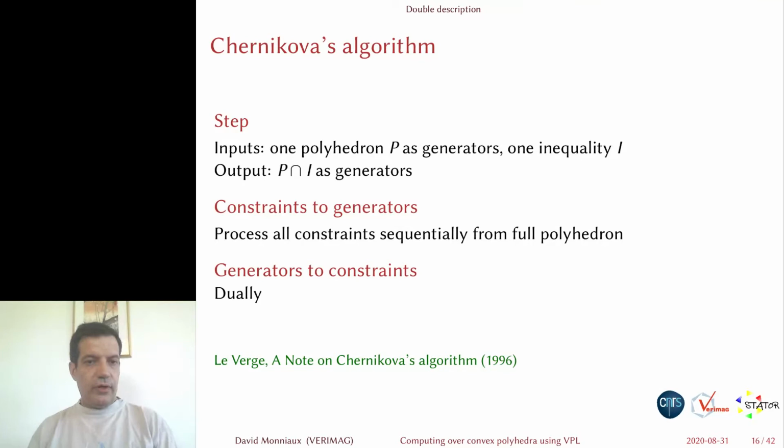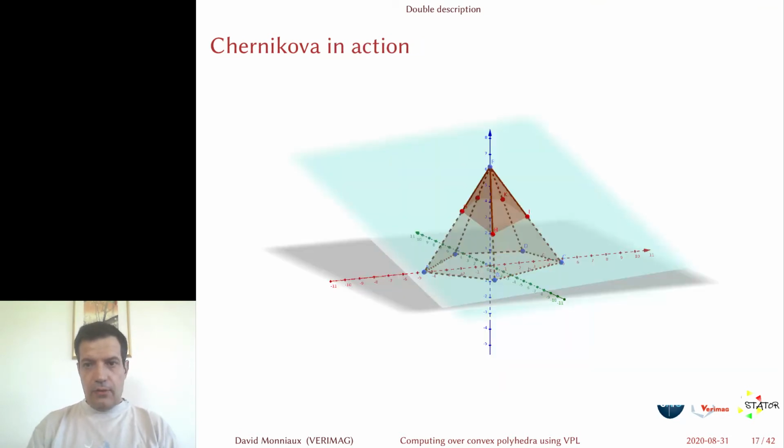But if you're going from generators to constraints, by duality, you just do the same. So for instance, here, I have a polyhedron that is this pyramid. I'm adding an extra constraint, which is the blue plane. The blue plane defines a half space that is below the plane. And I'm cutting each edge that has one point on one side of this plane going to a point on the other side of this plane, and then I'm getting extra vertices, the red vertices. So this is basically what Chernikova's algorithm does.